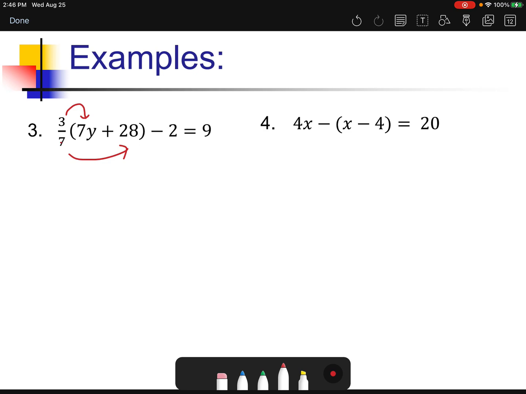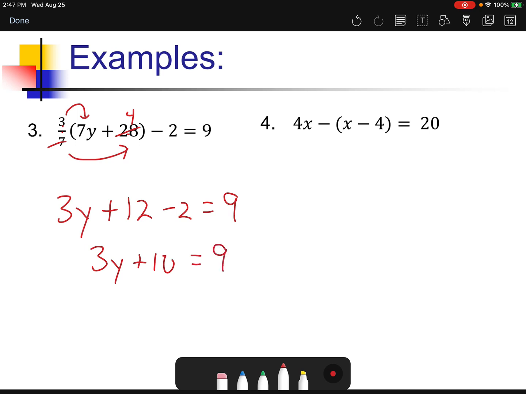Now when I distribute 3/7 times 7, the 7s would cancel, and you would have 3y. Now remember, we've done this earlier. We got to erase because now we got to take 3/7 times 28. Well, 7 goes into 28 4 times. 3 times 4 is 12. So we've got rid of parentheses. Now we combine like terms.